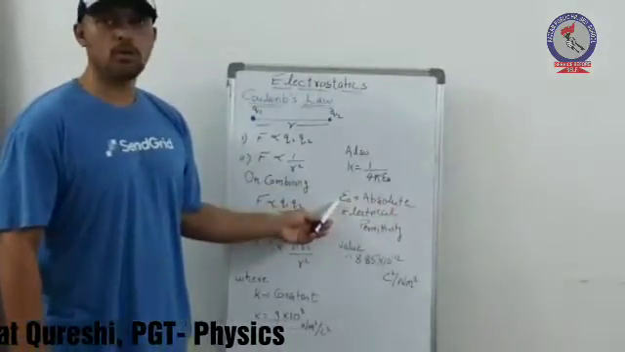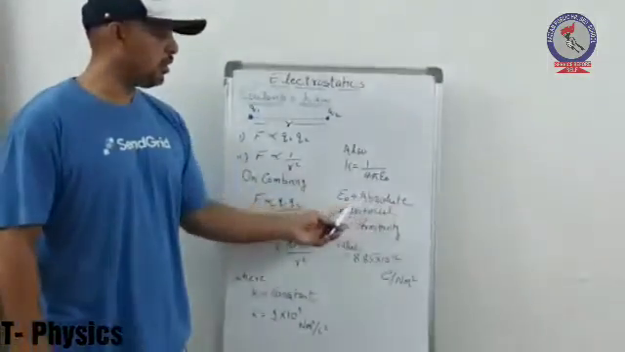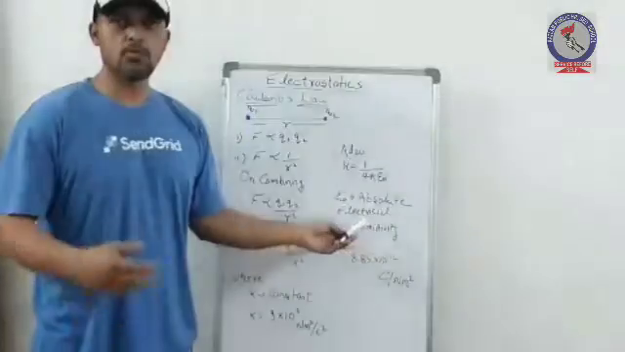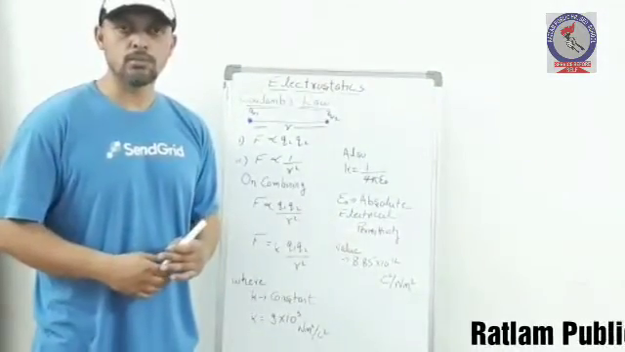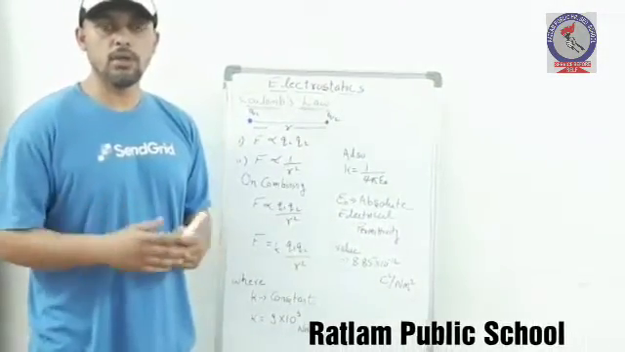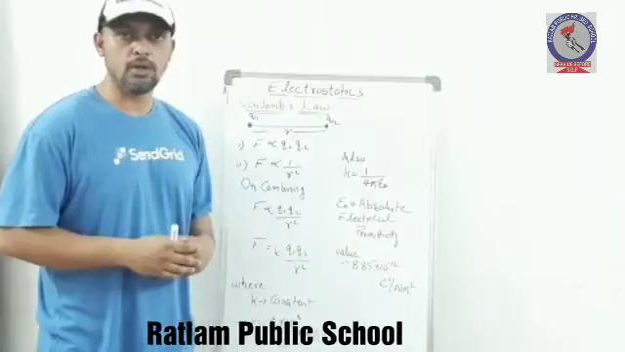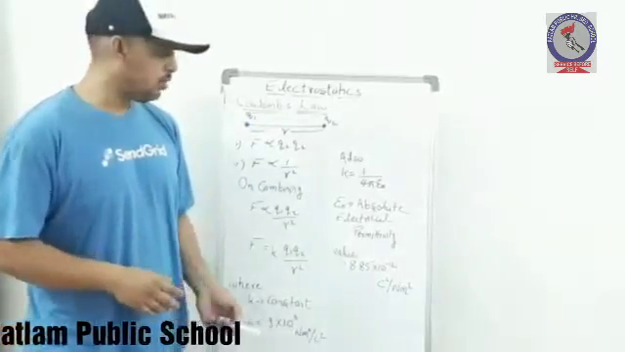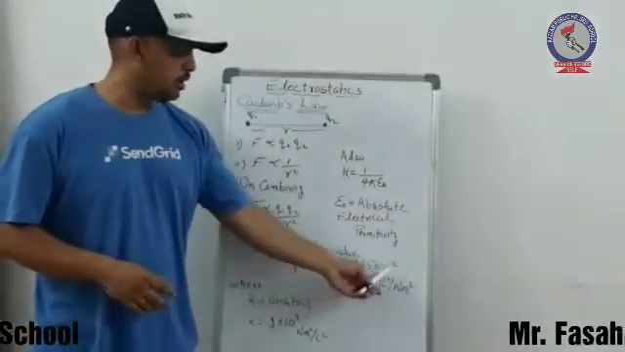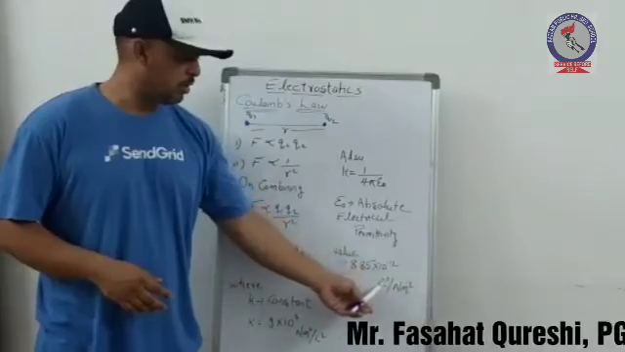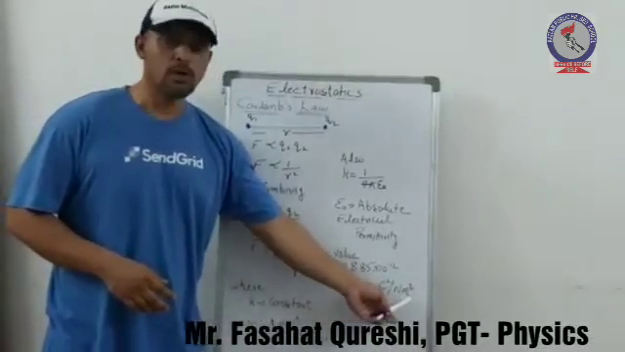This epsilon 0 is also known as absolute electrical permittivity, which basically depends upon the medium, which means that different mediums may have different electrical permittivity. It also has a value 8.85 into 10 raised to power minus 12 Coulomb square per Newton meter square.